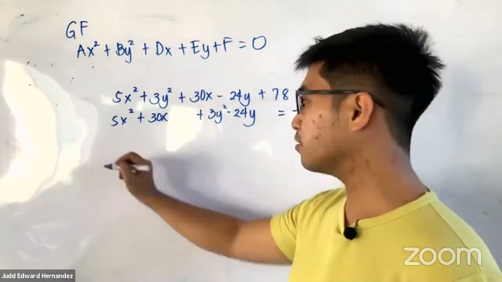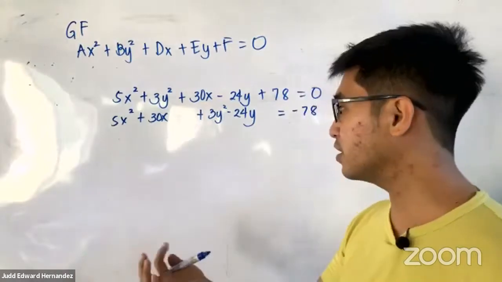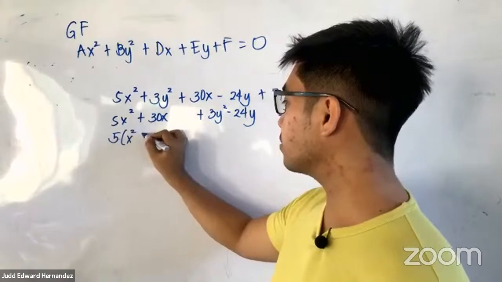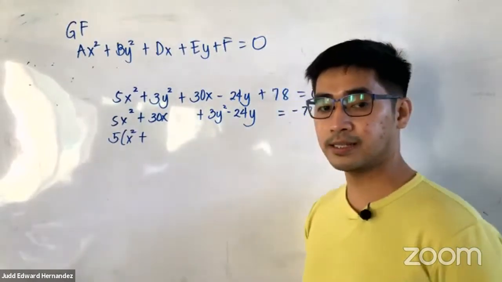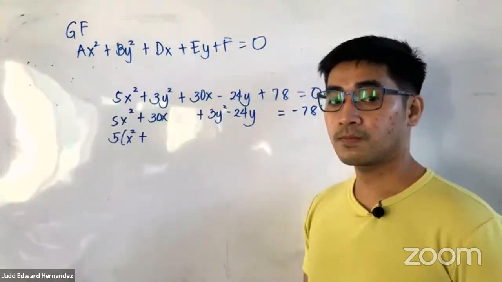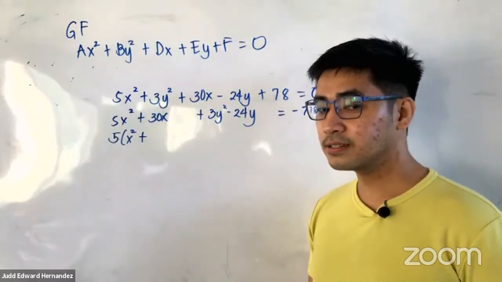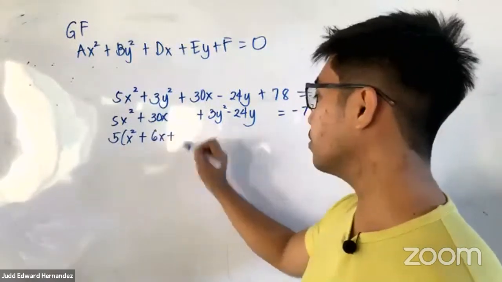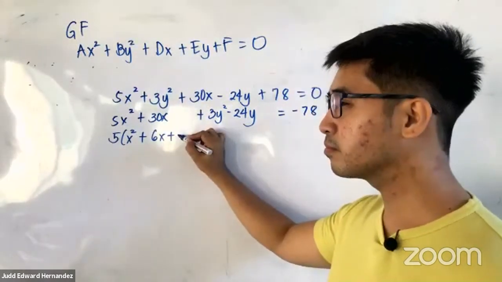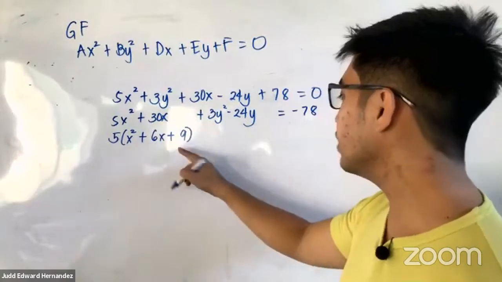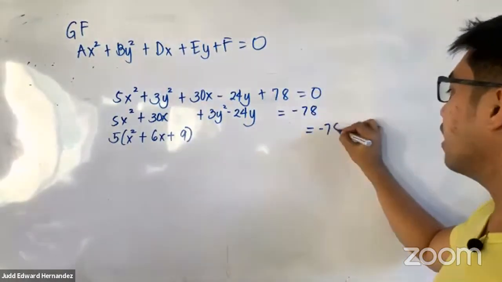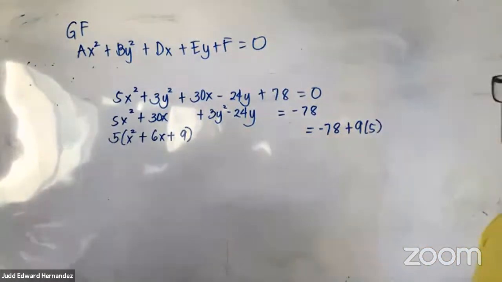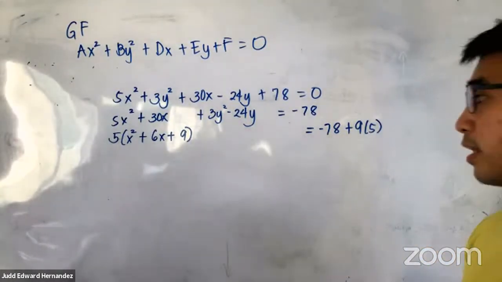Okay, what do we do next? We factor out the numerical coefficients of x squared and y squared. In this case, we have 5 times x squared plus 6x plus, what do we add? We add 9. So kung nag-add tayo ng 9 dyan, 9 din ba yung i-add natin dito? Therefore, we need to multiply it by 5. So that becomes plus 9 times 5.